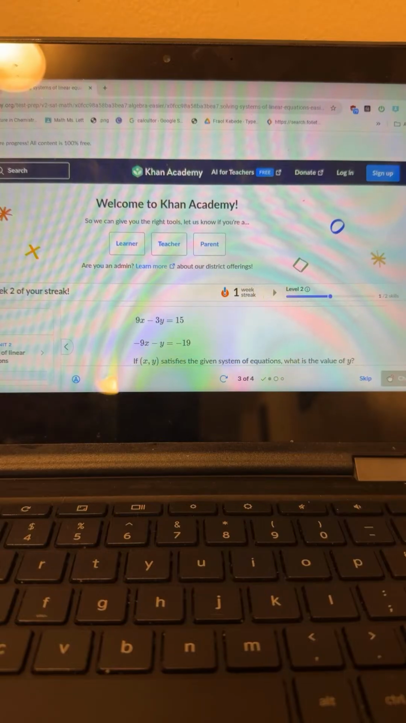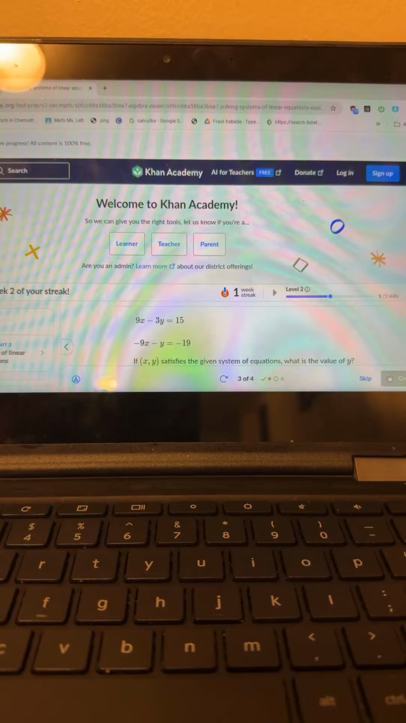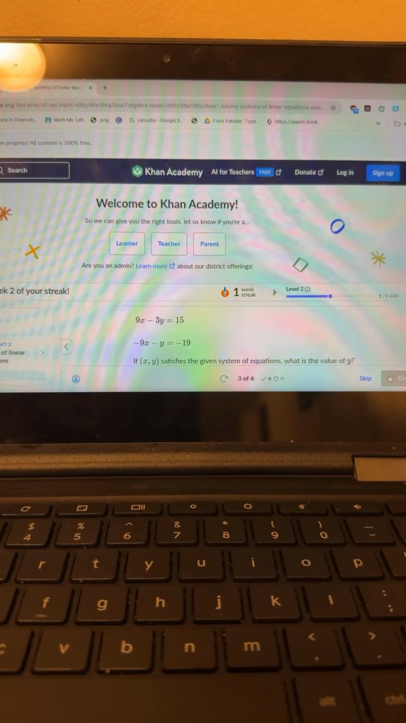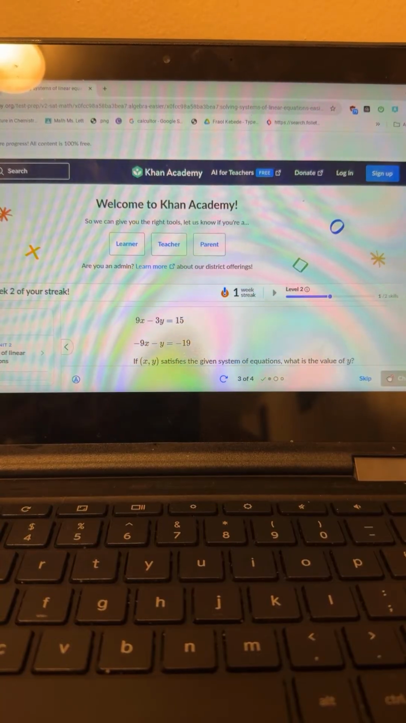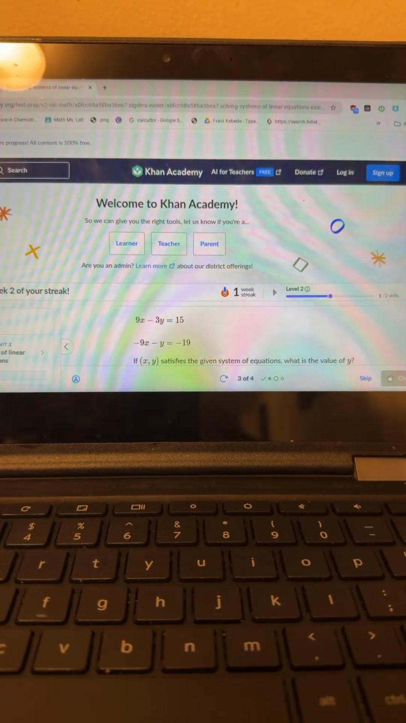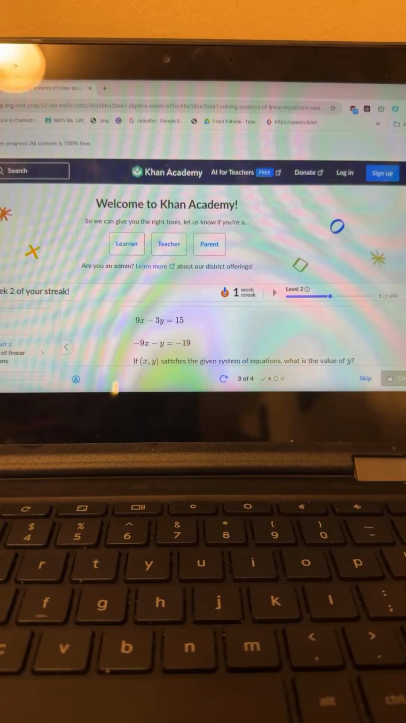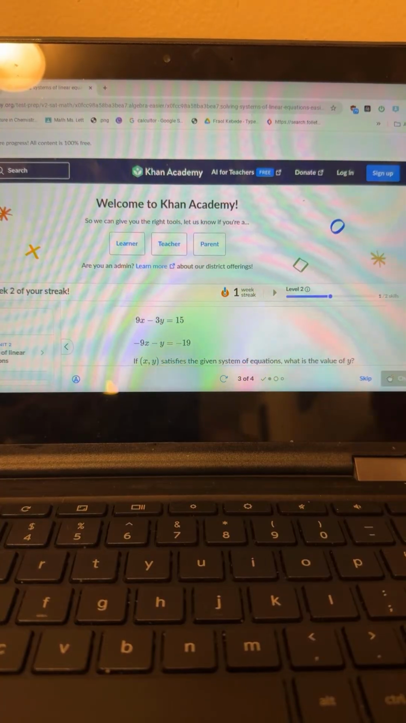Wait, what? And then we got, how is it 15? Wait, no, I'm studying. I want to figure this out on my own. I don't want anyone to tell me. And then 9 minus 9 is 0. And then 3 minus y. Wait, can you just explain it to me? I don't understand.